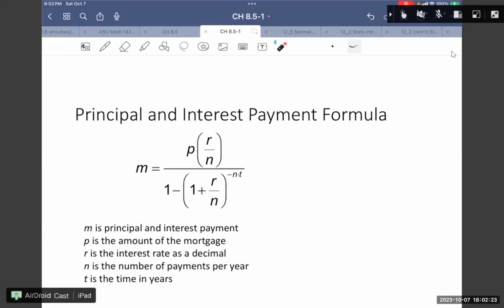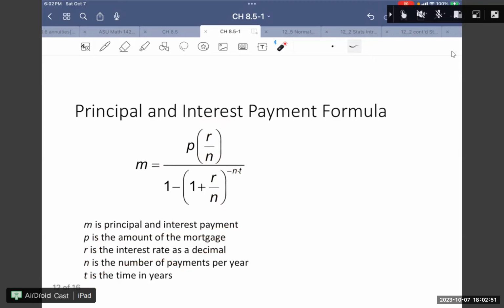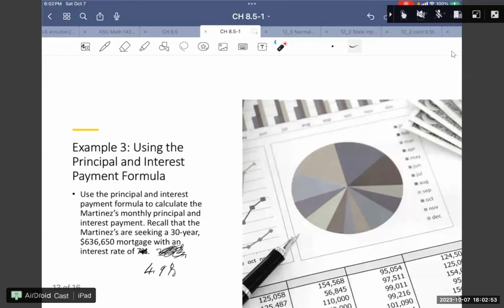So we have the principal interest payment formula. This one is the payment formula. M is the principal interest payment. P is the amount of the mortgage. R is the interest rate as a decimal. N is the number of payments per year, and T is the time in years. So we are ready to have fun.